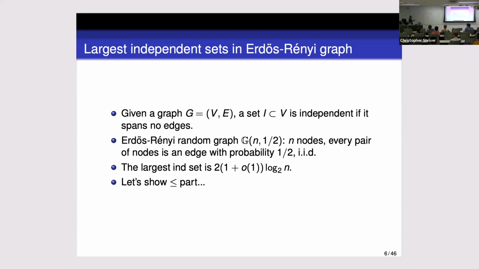Well, where is the number 2 log 2 n coming from? If you think about this function, k log base 2 n minus k squared over 2, and you try to think of it as a function of k, this function becomes negative precisely when k is 2 log with the base 2 n.